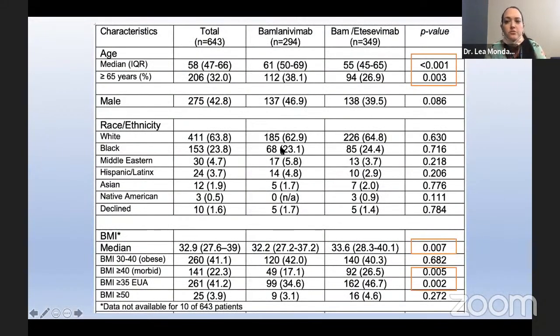Overall, our patients who received the infusion were in the middle age group. They were 58. And the differences between the 2 groups were kind of driven by the fact that people later in the pandemic tended to be younger and heavier. So they were patients with a lower median age and more likely to be morbidly obese or have a BMI above 35, which was the criteria used at the time in the EUA.